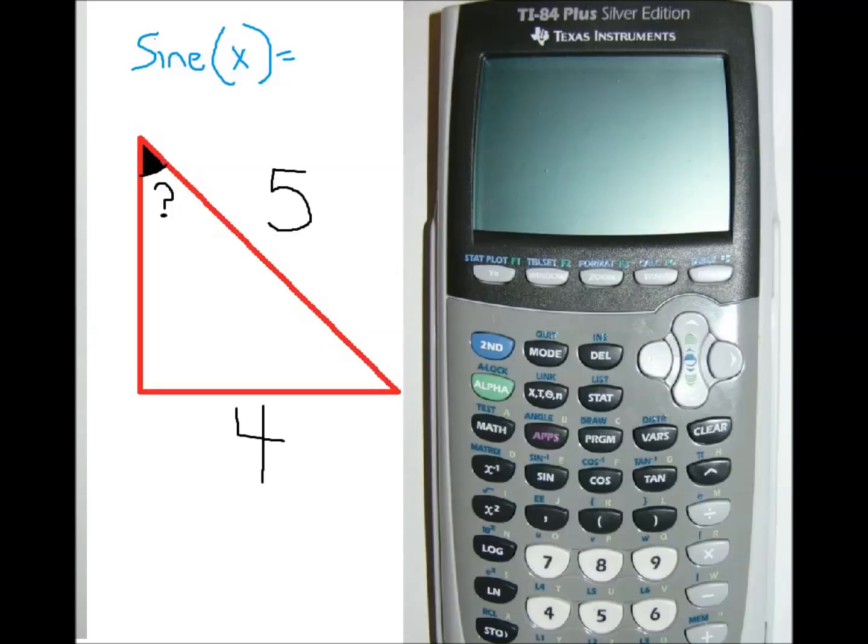As you can see, the hypotenuse is 5 and the opposite leg is 4. To find the angle measure, first create the equation sine of x equals opposite over the hypotenuse, or 4 over 5. Then on your calculator, press second, then sine, which will give you the inverse of sine. In the parentheses that are given, put in 4 over 5, and you will get the angle measure.